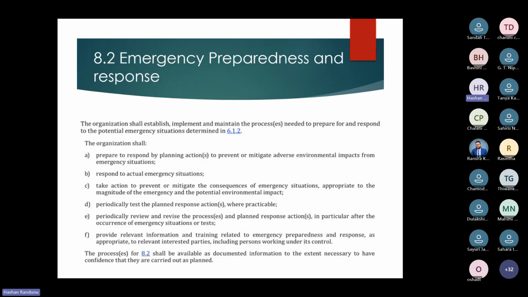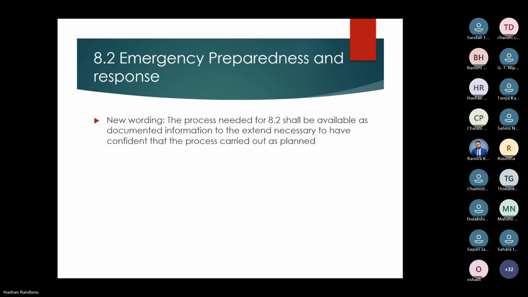Those actions they can take only if they have identified those things as potential emergencies, and they have documented and determined those actions to respond to emergencies, right? And here in the new standard, the processes needed for 8.2 shall be available as documented information to the extent necessary to have confidence that the process is carried out as planned, right?